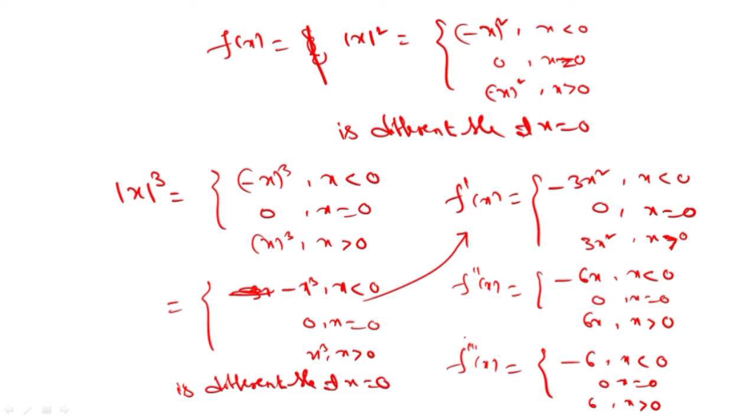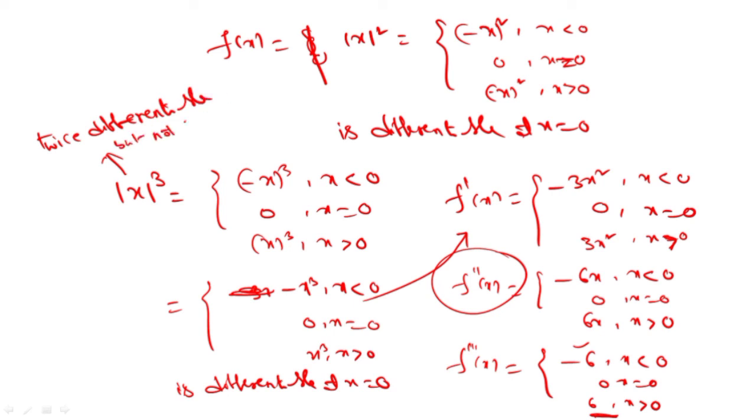Okay. So this is f triple dash. So here LHD is not same as RHD at x equal to 0. So it means that mod x whole cube is twice differentiable. It means f double dash exists, but not thrice. Twice differentiable, but not thrice.